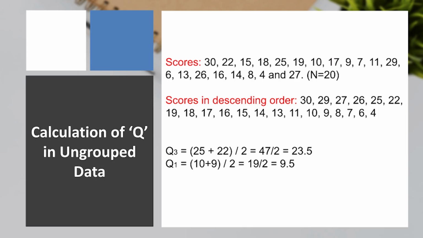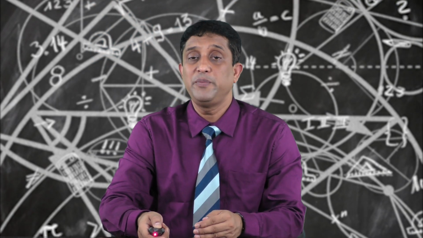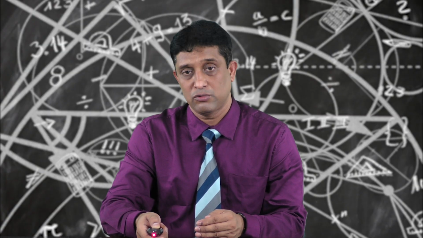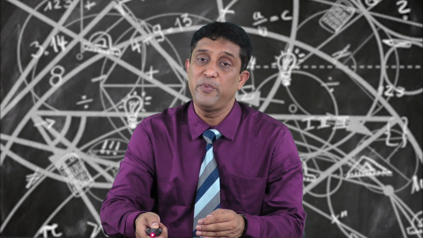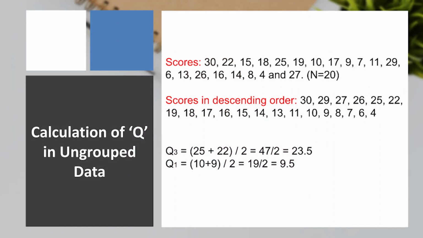So here you see the 15th score is 25 and the 14th score is 22. So your third quartile point is in between these, because you cannot take 25 or 22. If you take 25, then above it only 4 scores are there, which is not 25%. So you have to find the midpoint of 25 and 22. So what I have done here is 25 plus 22, that is 47, divided by 2 is 23.5.